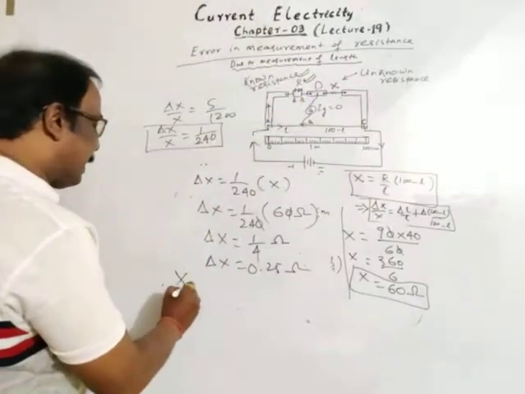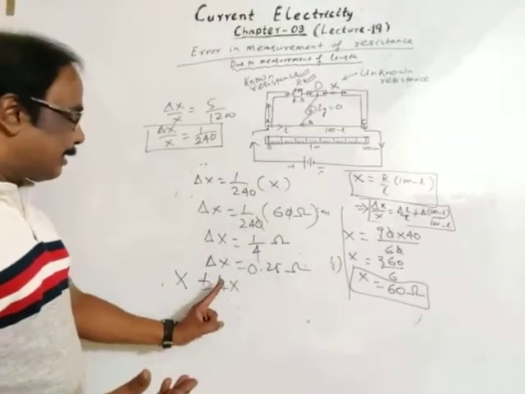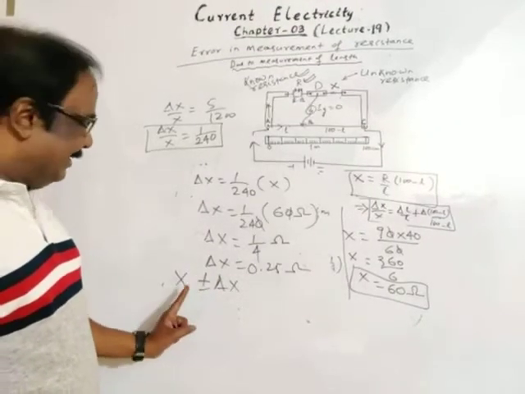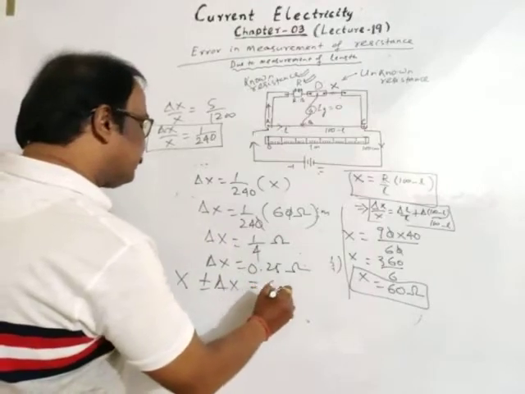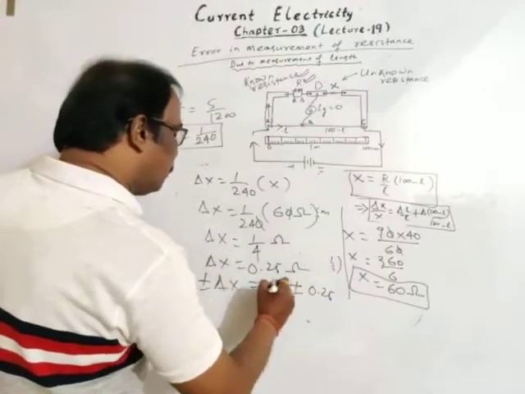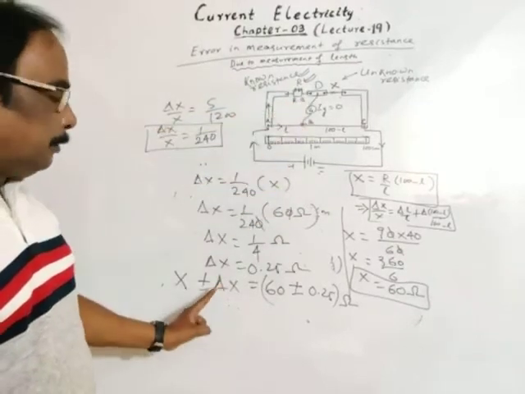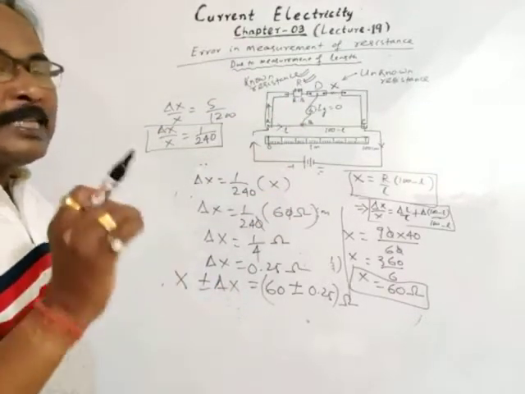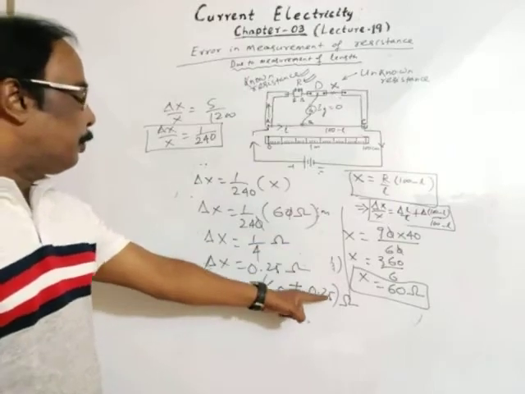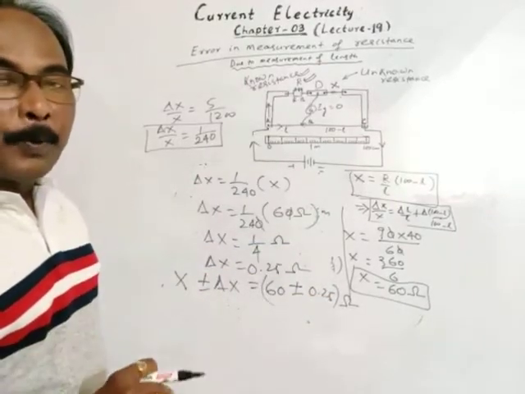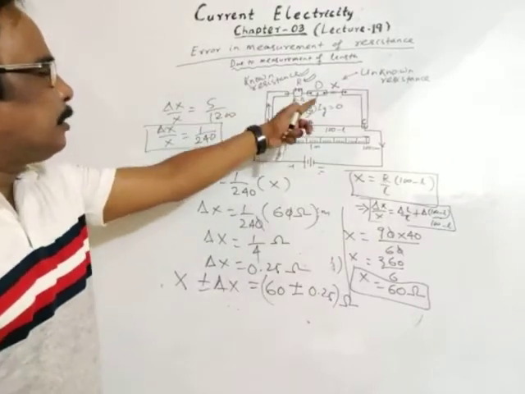The expression for the unknown resistance considering error is X plus minus delta X, and here we have got 60 plus minus 0.25 ohm. So the expression for unknown resistance considering error is 60 plus minus 0.25 ohm. This is about the error in measurement of resistance due to measurement of length.